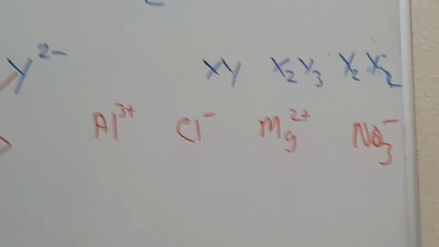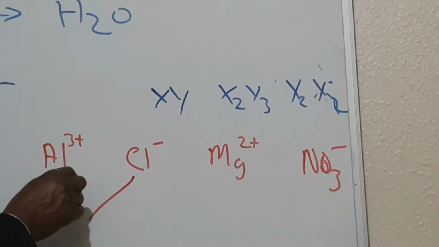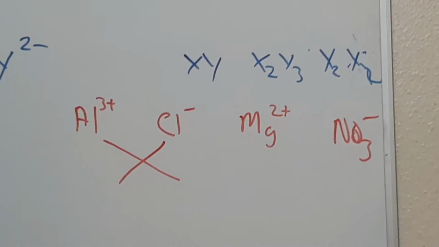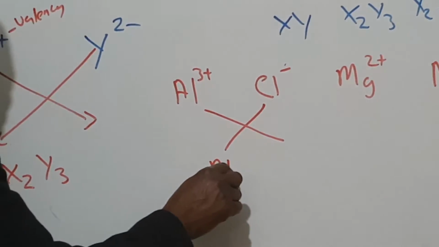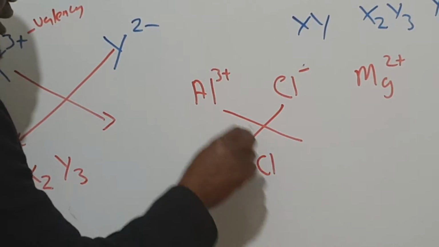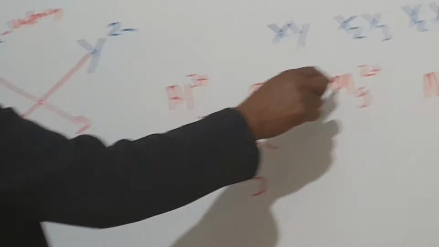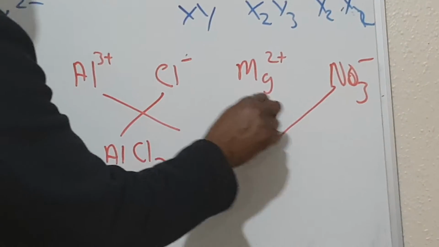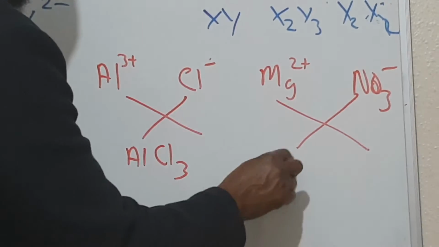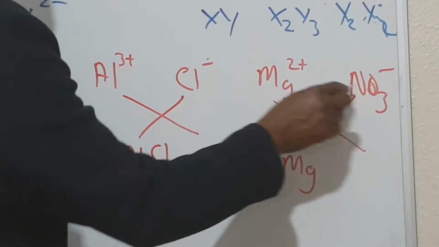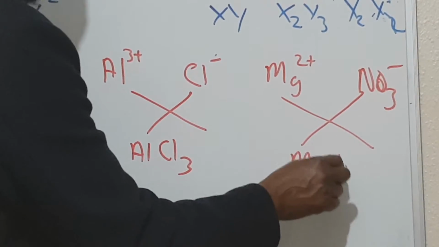Now, simple. The compound that will be formed, they will exchange valences, yes? So aluminium will be 1, because it's 1 minus in it. Aluminium will be 1, and chlorine will be 3. Here, they exchange valences. Okay? Magnesium will take that one. Only 1 magnesium. Yes. Nitrate will take that one.